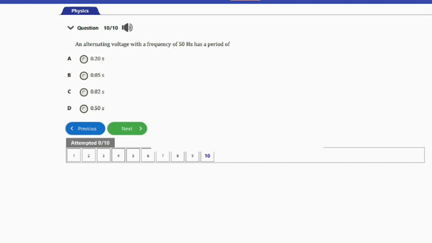So guys, the next question and the last here says, an alternating voltage with a frequency of 50 Hz has a period of, alright, so guys, in order to find the alternating voltage period here, the period is going to be 1 over the frequency, which is 1/50, and that's 0.02 seconds. So that's option C here, guys. Option C is the answer to this question, and that's it here.